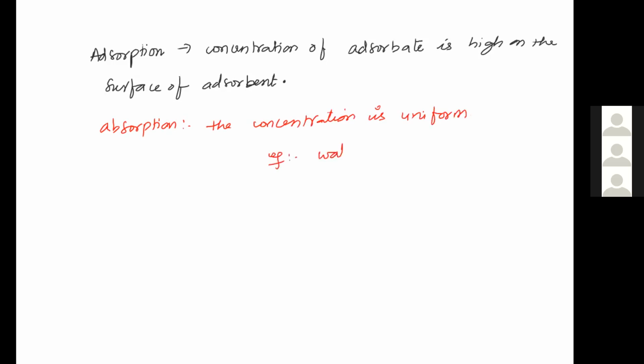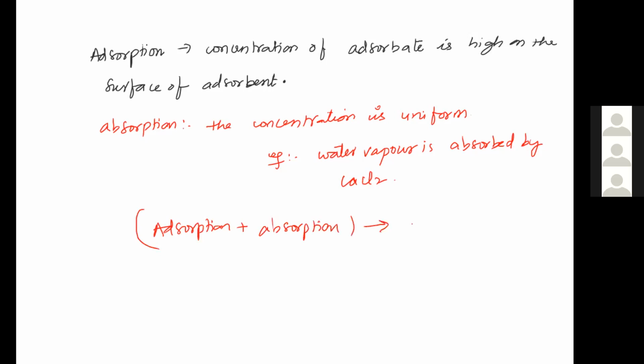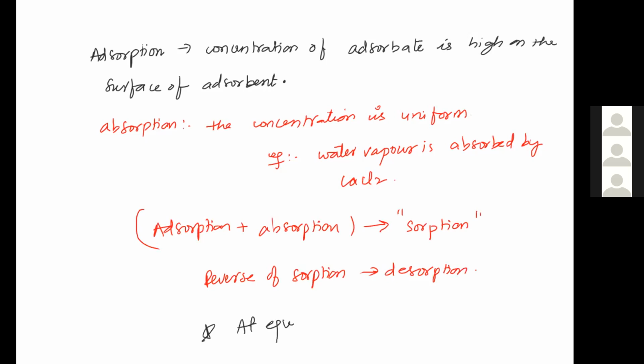Example, water vapor is absorbed by CaCl2. Also, adsorption plus absorption together are referred to as sorption. The reverse of sorption is desorption. At equilibrium, the rate of adsorption and desorption are the same.